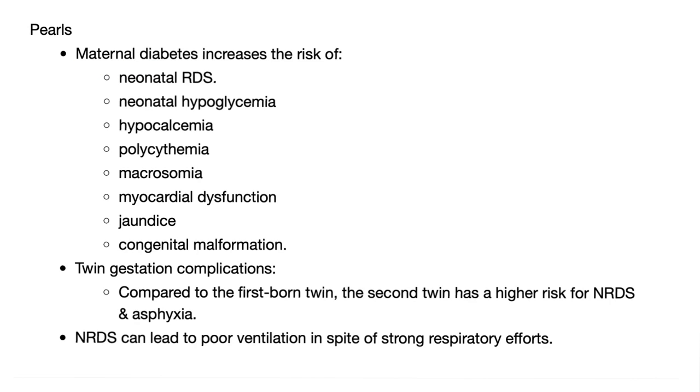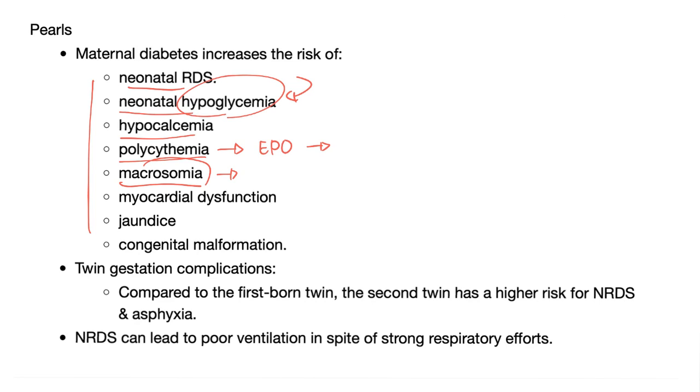Maternal diabetes, increased risk of all of this. Neonatal RDS, neonatal hypoglycemia. Why? Because of insulin in the baby due to hyperplasia of the pancreatic beta cells leading to hypoglycemia. We have discussed this in this video. Hypocalcemia, polycythemia. Why polycythemia? This is an appropriate increase in EPO. This is secondary polycythemia, and it's an absolute polycythemia. It's not a relative one. Macrosomia, this baby has increased body weight. Why? Because insulin feeds the fat. Myocardial dysfunction, jaundice, congenital malformation. Oh, horrible.